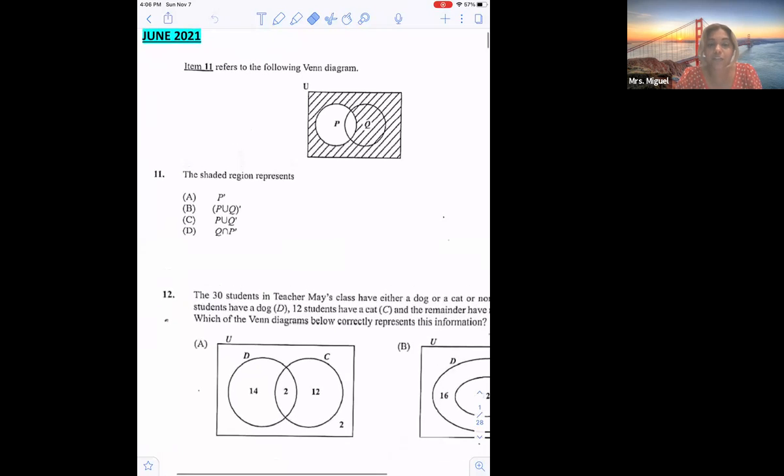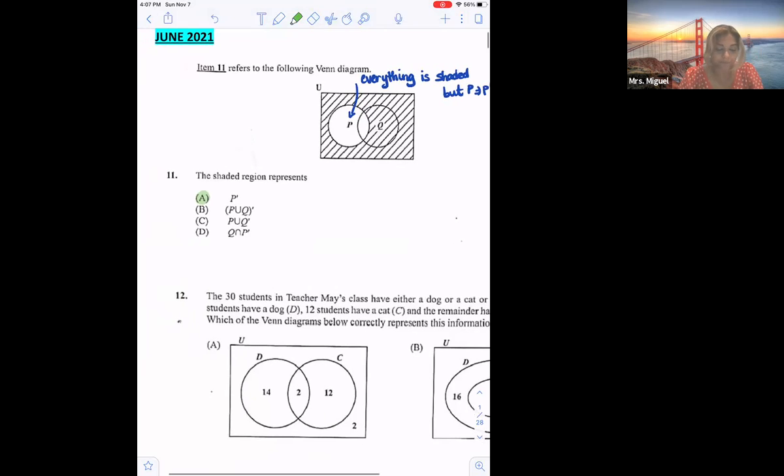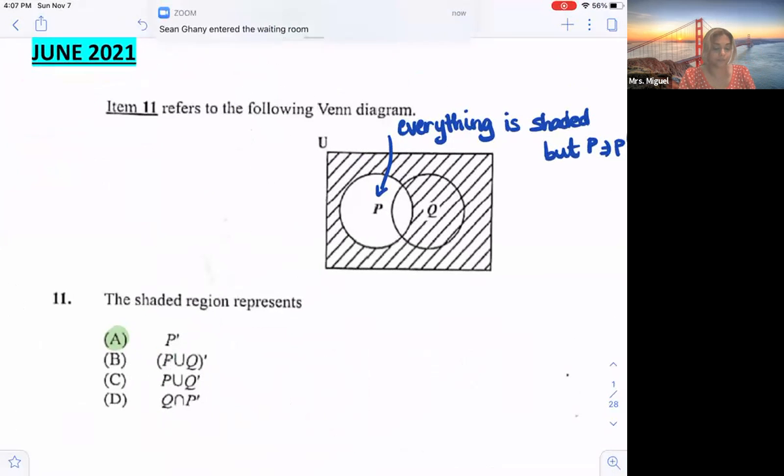The shaded region represents. When we look at this Venn diagram, everything in our Venn diagram is shaded but P. So we have a special name for this. When everything is shaded but P, this is called P complement. So my answer is A as in apple. Everything is shaded but P, it's called P complement. Let's go on to question 12.